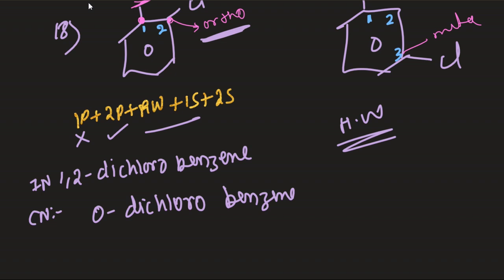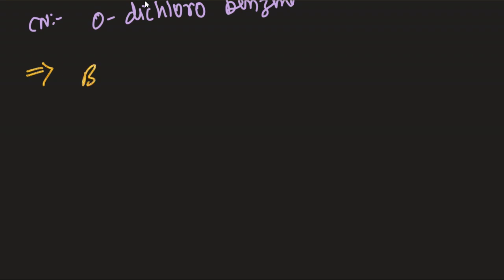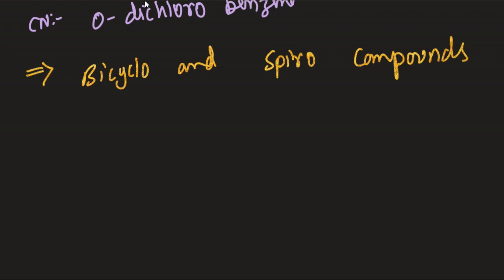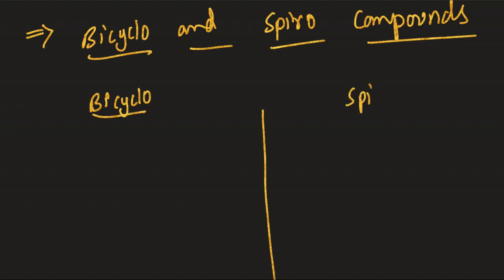Right. Let us go with the next and last topic of IUPAC naming: bicyclo and spiro compounds. Let us try to understand what bicyclo and spiro compounds are. Generally, we will write in the form of differences. On one side we are going to write bicyclo, on the other side spiro.